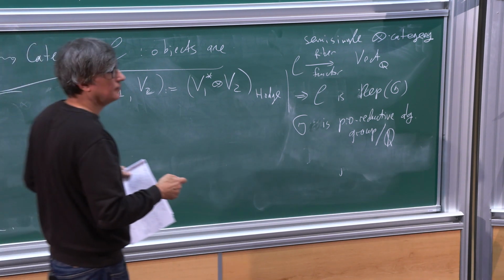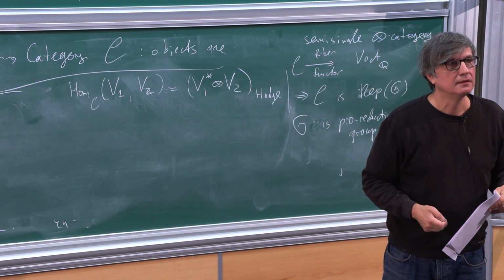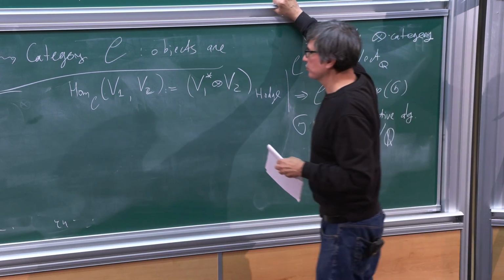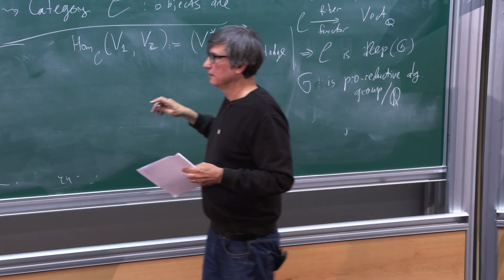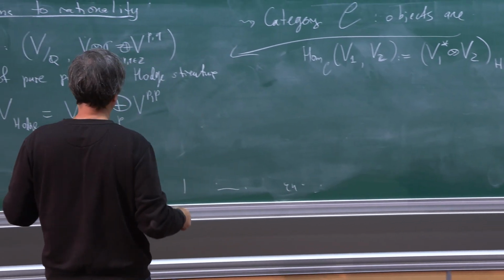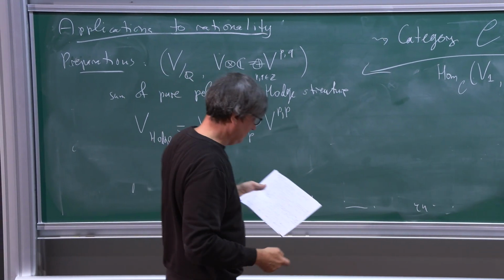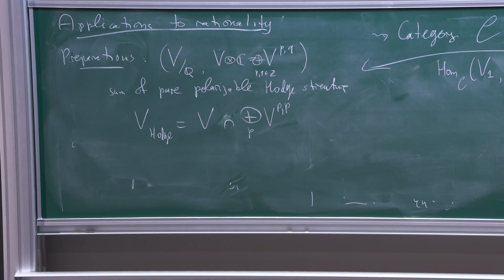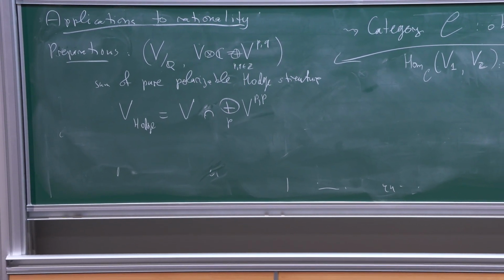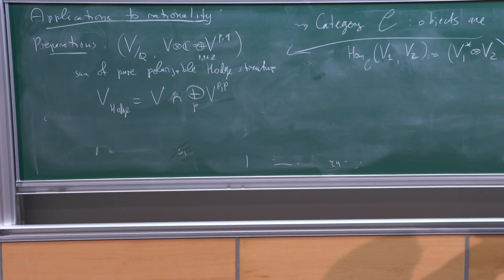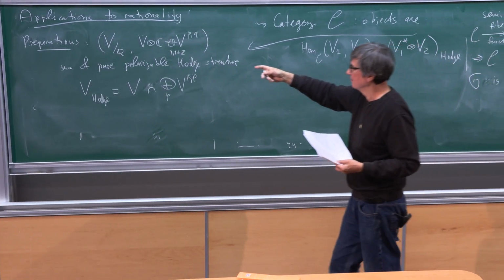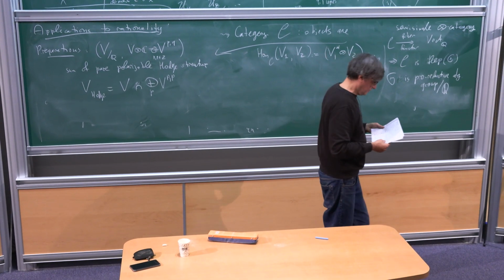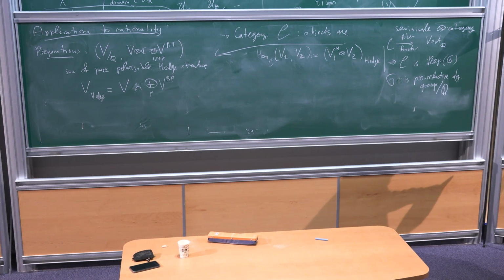So here you must work with just usual vector spaces, not super vector spaces. But when you have this Hodge thing, is it only even cohomology? It's only even, yes. But the fiber functor takes the even part? No, the fiber functor takes V itself. V itself, yes.